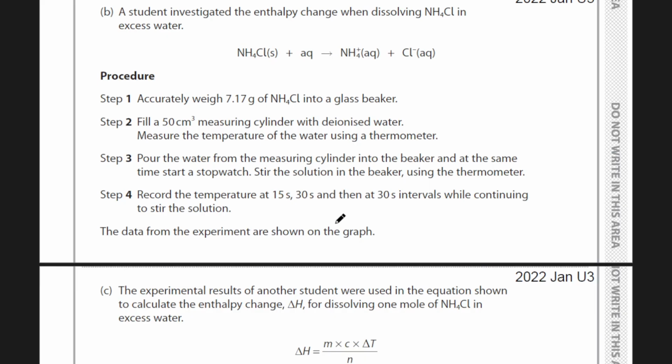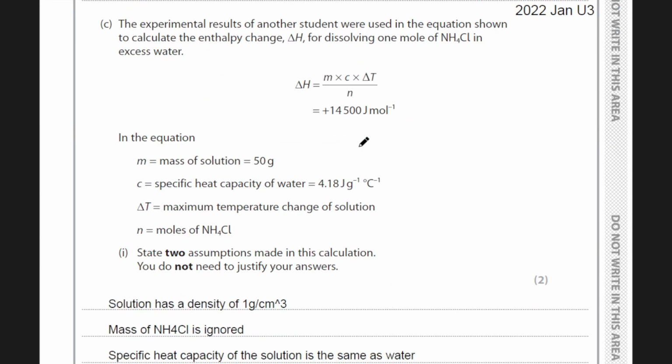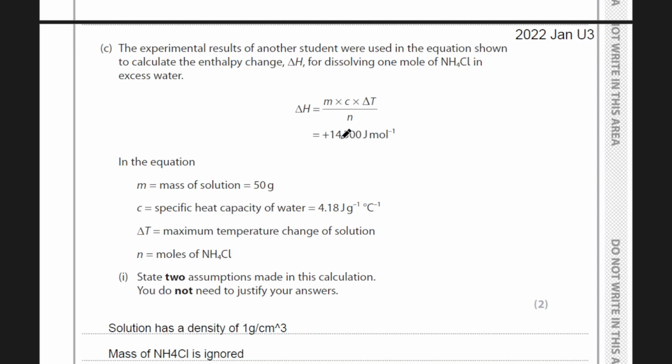Moving on, they said here a student investigated the enthalpy change when dissolving NH4Cl in excess water. So the reaction and the procedure is provided. They said here the experimental results of another student were used in the equation shown. So all you need to do is basically use this equation and solve it. Now, what are the two assumptions of this calculation? The assumption was pretty simple, that the volume of the solution was taken as its mass. Why? Because the solution has a density of 1 gram per cm cube, so we are considering 1 cm cube of the solution to be equal to 1 gram.